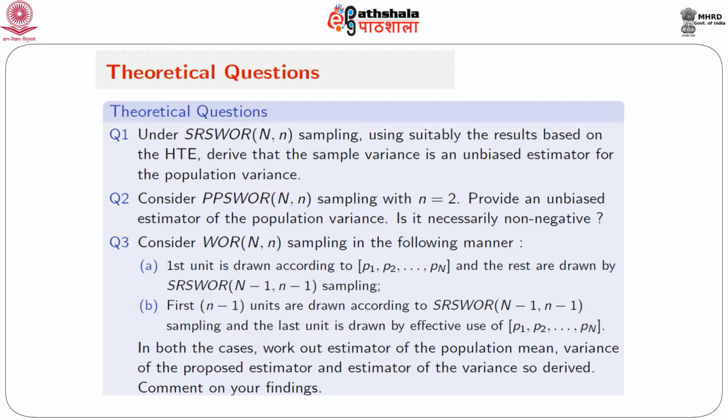For PPS without replacement sampling of sample size 2, provide an unbiased estimator of the population variance. Is it necessarily non-negative? Good question. When it says provide an unbiased estimator of the population variance, the tricky part, if you can say so, is that once you know the expression for the variance of the Horvitz-Thompson estimator under a fixed size design, it had a component (yi by pi i minus yj by pi j) whole square.